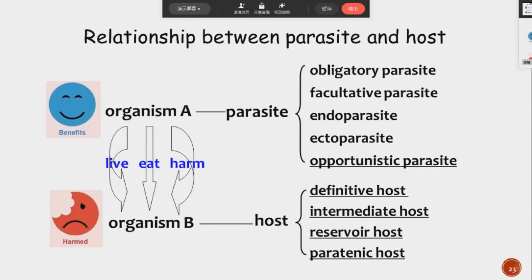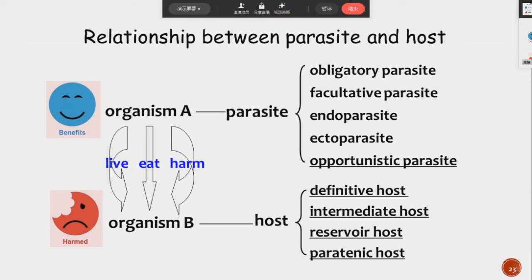Life cycle. So the two organisms are living together. The smiling one is the parasite. The crying one is the host. The parasite has several sets of classification. The first set is the obligatory parasite and the facultative parasite. This is one type of classification method. The other type is endoparasite and ectoparasite. And if they cause disease in the immunocompromised, then we call them an opportunistic parasite.